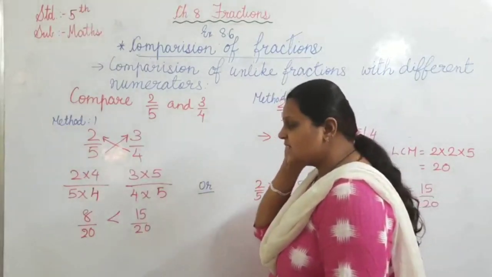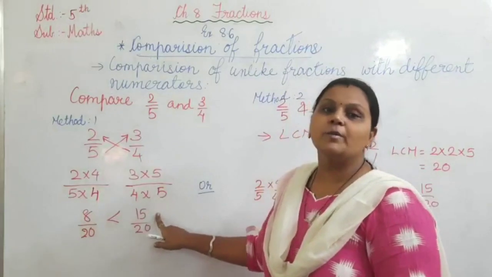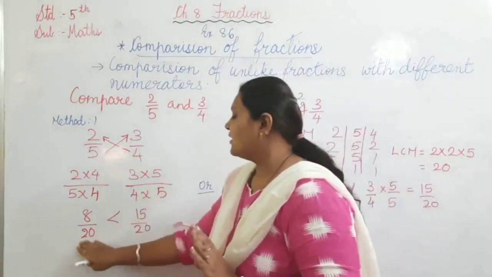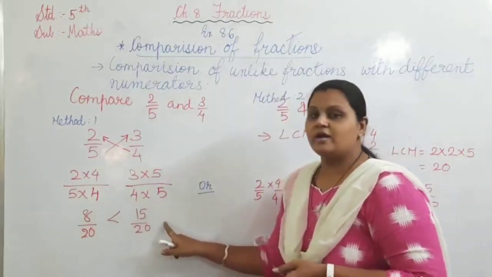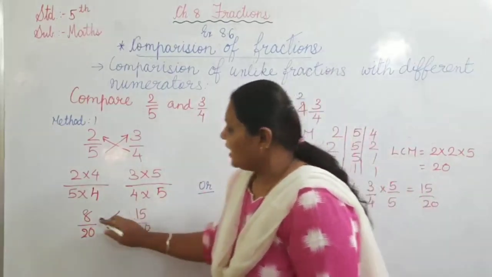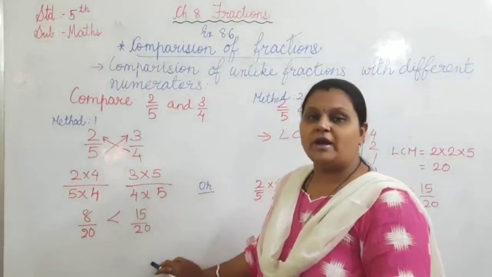Here we can see that 8 is smaller than 15. Here we will compare the numerators. Why? Because denominators are same. So 8 is smaller than 15. That's why 8 upon 20 is smaller than 15 upon 20.